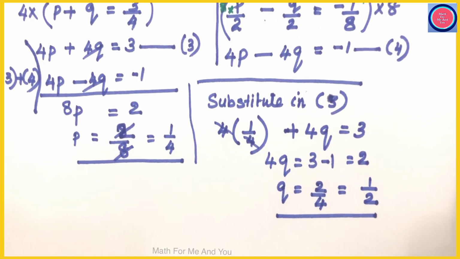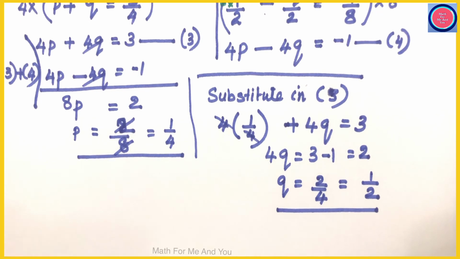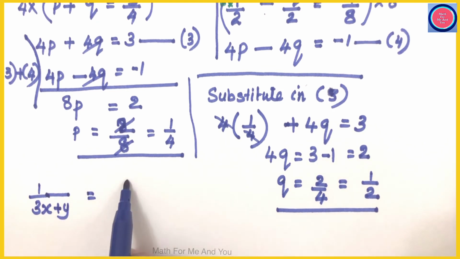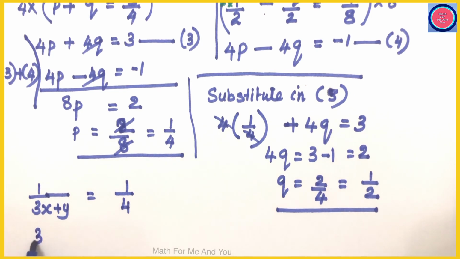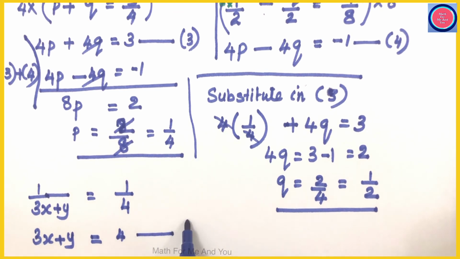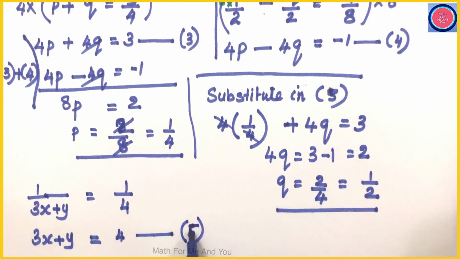But we need what is x and what is y. How can we do that? First, we have taken 1 over 3x plus y as p. So we can write that 1 over 3x plus y is equal to 1 over 4, because p is 1 over 4. Now on both sides take the reciprocal. 3x plus y is equal to, over 1, no need to write, the right side 4 over 1, that means 4. 3x plus y equals 4. Can we find x and y? No, directly not possible. So we can mark this as equation number 5.